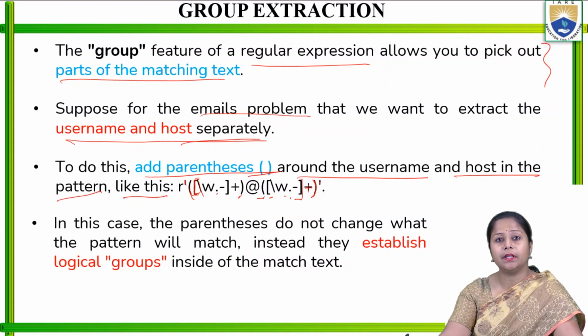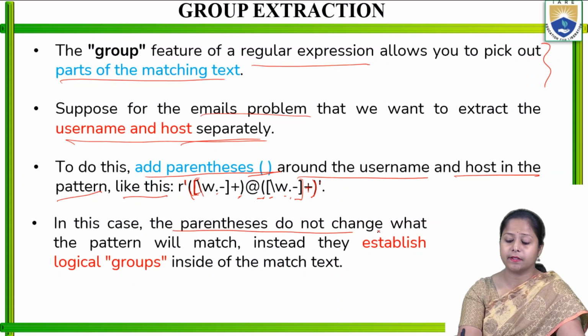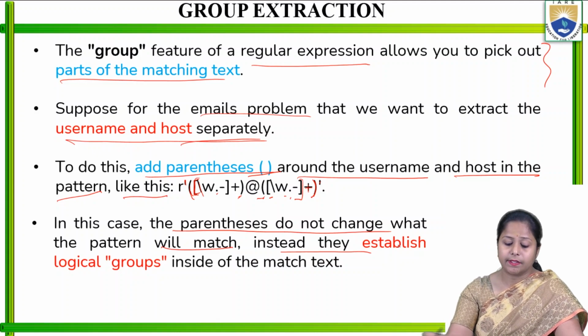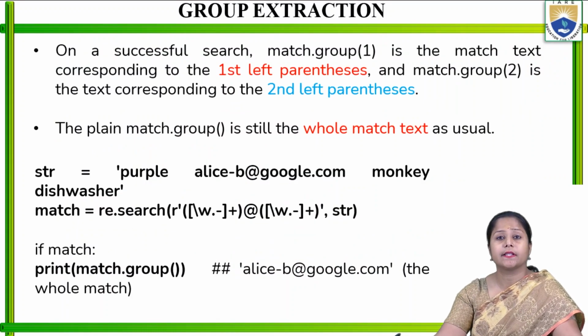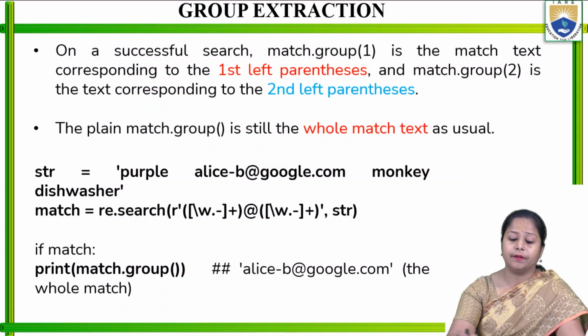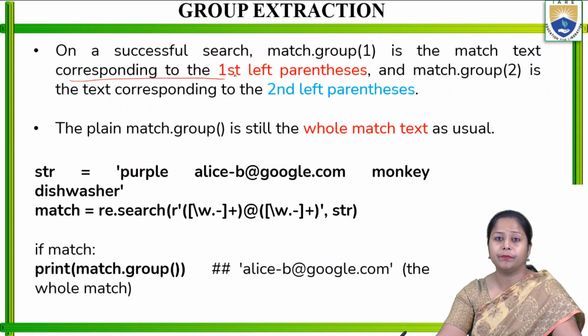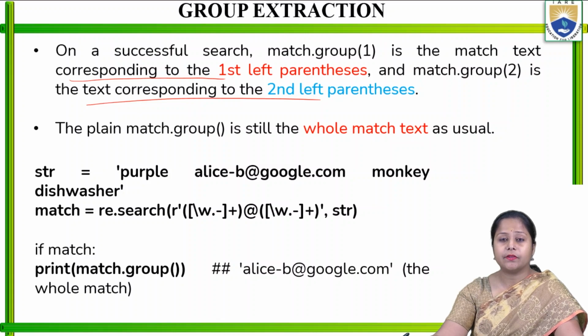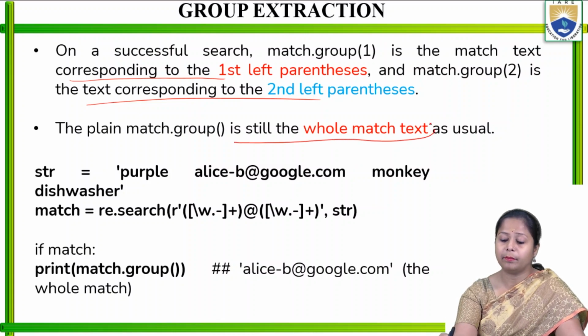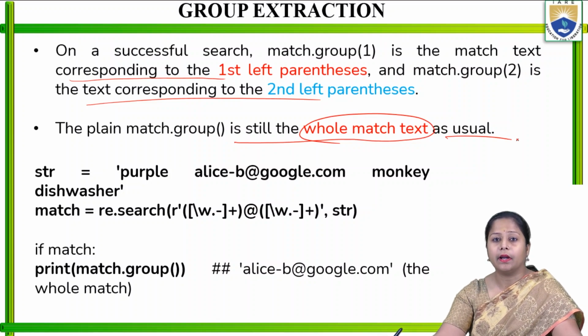In this case, the parentheses don't change what the pattern will match. Instead, they establish logical groups inside the match text. On a successful search, match.group(1) is the match text corresponding to the first left parenthesis, and match.group(2) gives the text corresponding to the second left parenthesis. The plain match.group() is still the whole match text, as we were doing earlier.